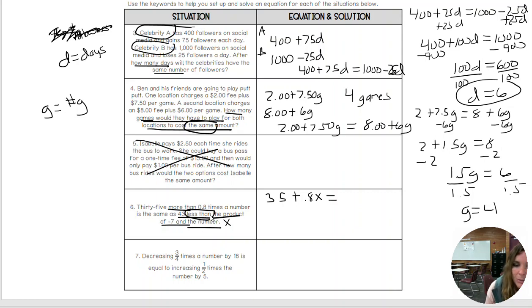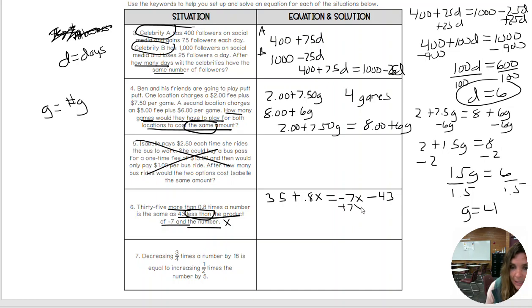So if it's 43 less than the product of -7 and the number, we have to do the product of -7 and the number, and then we have to do 43 less than that. Whenever you have a less than, just remember you have to be on really high alert and write the second part first and then the less than. Now from there we're just going to go ahead and solve.